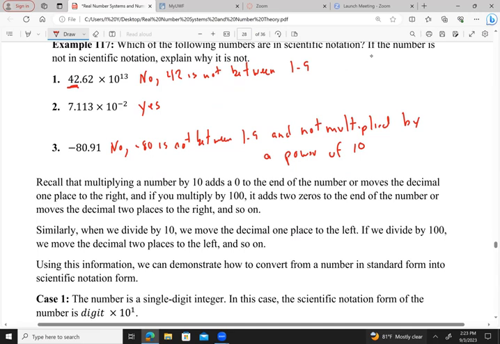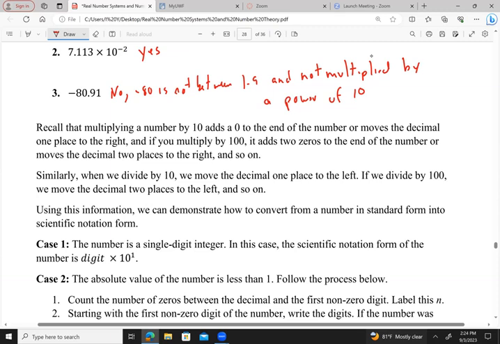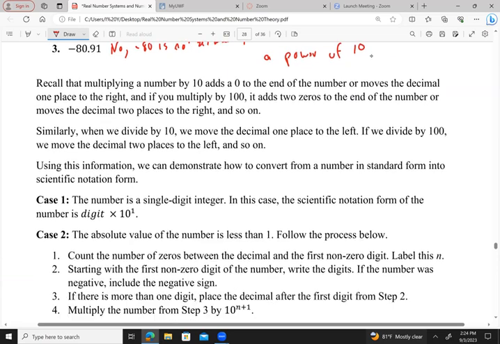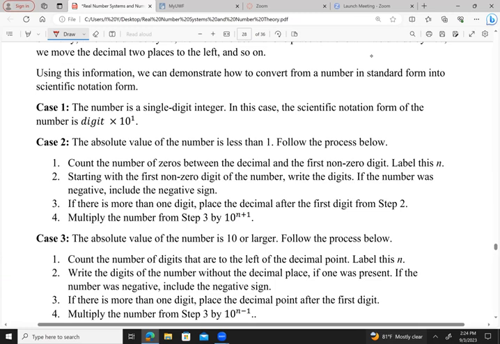Recall that multiplying a number by 10 adds a 0 to the end of the number or moves the decimal place one place to the right. And if you multiply by 100, it adds 2 zeros to the end of the number or moves the decimal place 2 places to the right, and so on. Similarly, when we divide by 10, we move the decimal 1 place to the left, 100 2 places to the left, and so on. Using this information, we can demonstrate how to convert from a number in the standard form into scientific form. If the number is a single-digit integer, the scientific notation form of the number is the digit times 10 to the 0.